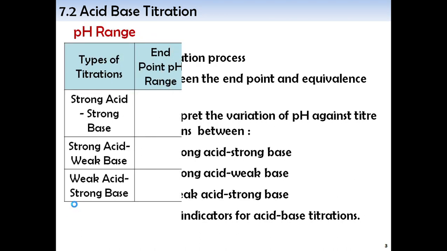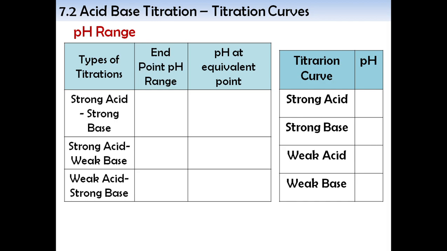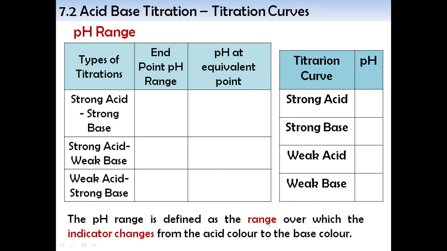Okay, firstly, let's go through the pH range. So pH range is the range over which the indicator changes from acid color to base color. To determine the pH range, you have to know the type of titration first. So we have three types of titration and the first one is between strong acid with strong base. So the endpoint pH range is 3 to 11. The pH at equivalent point, since this is between strong and strong, dia akan hasilkan a neutral pH 7.